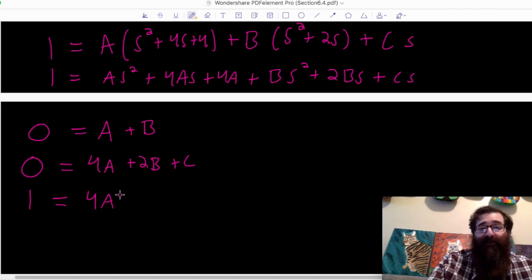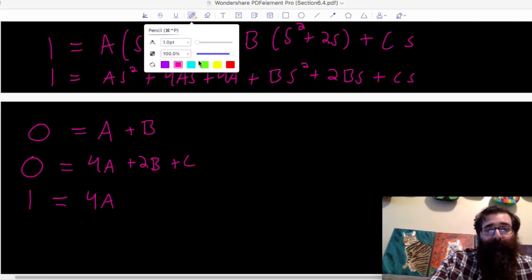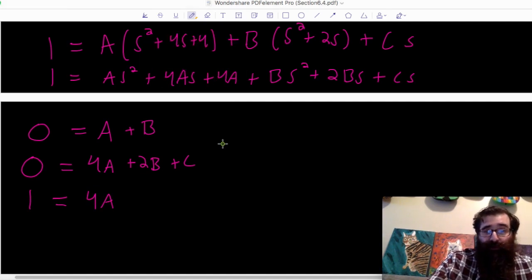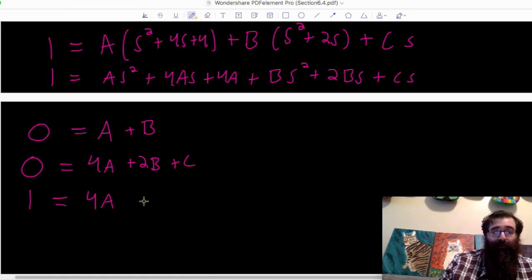And this gives me a system of equations that I can work with. Here I have 3 equations, 3 unknowns, and it solves not too slowly. We would say 1 equals 4A. I can solve that right away and say that A is 1/4.